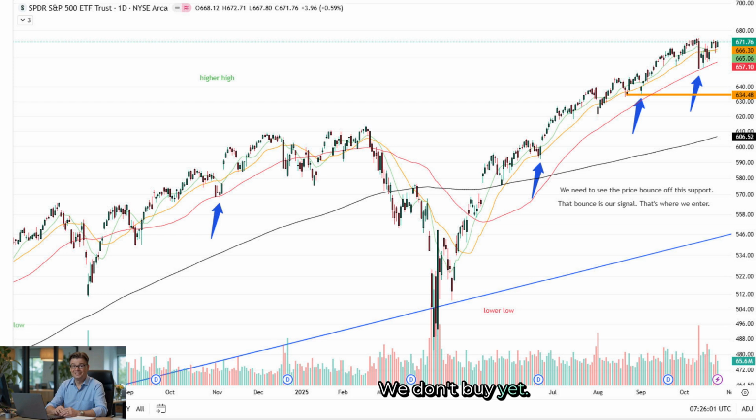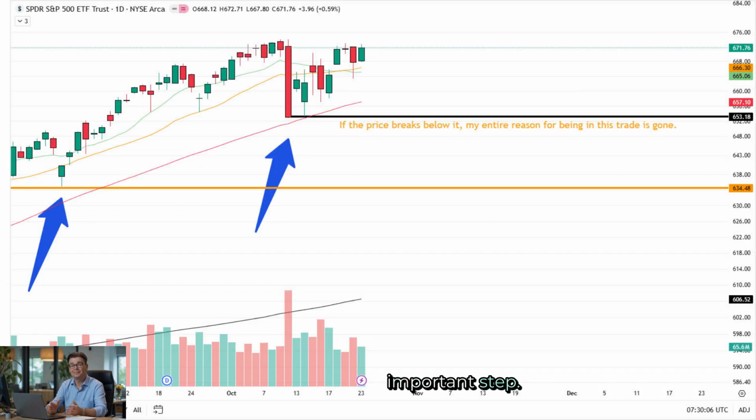We don't buy yet. We wait. We need to see the price bounce off this support. That bounce is our signal. That's where we enter. This is the most important step. This is what keeps you in the game.